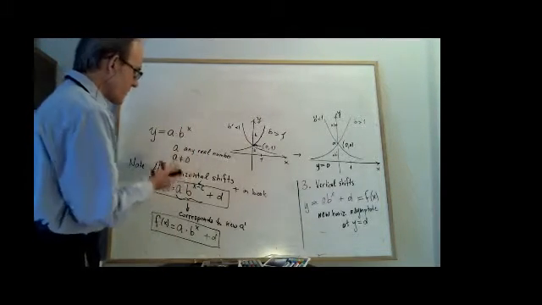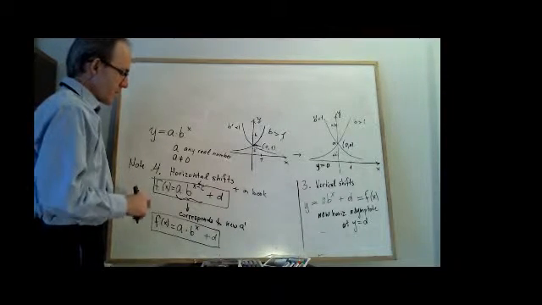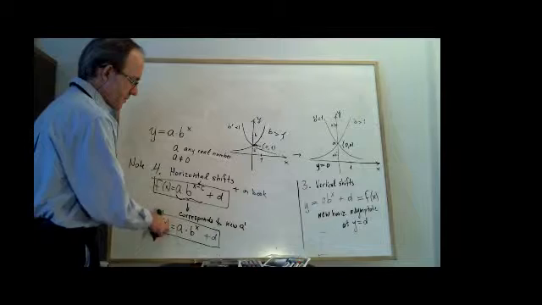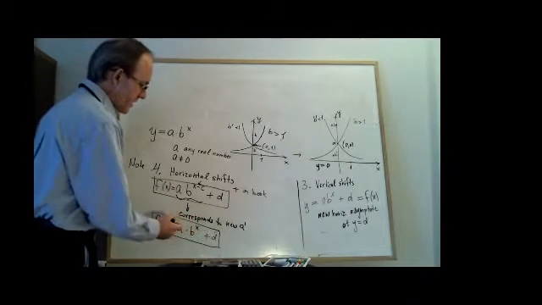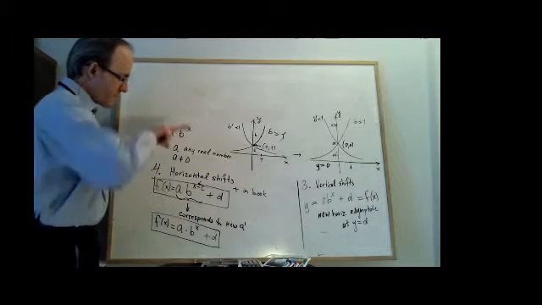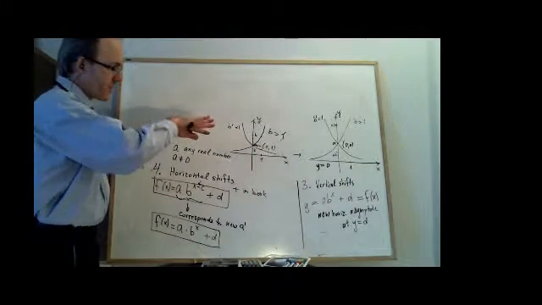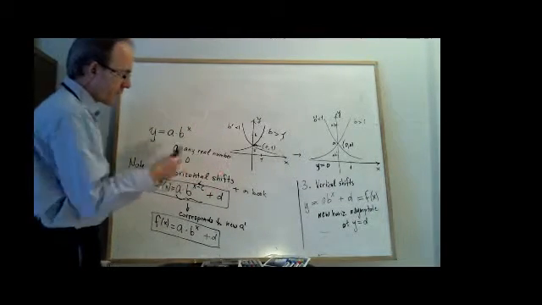We'll also see that reflections can be represented by a change in the signs. In this case it would be an overall change in sign for A and D. And that will flip the graph about the x-axis. So positive y values become negative y values.